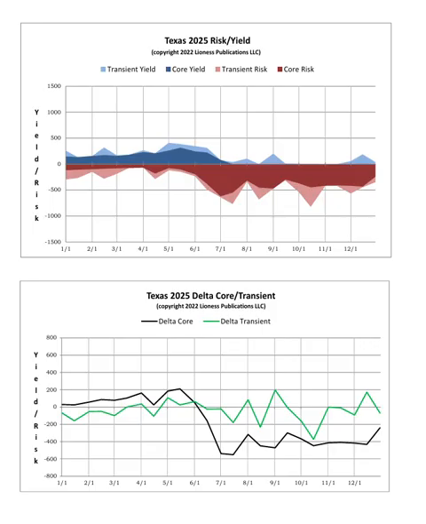The top one is the risk yield. The bottom is the delta core. And the top one, the risk yield, has what's called transient and core, and it has yield and risk. If you look at the chart, the upper portion of the chart is actually yield. The bottom is risk.